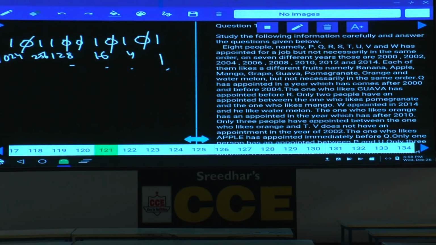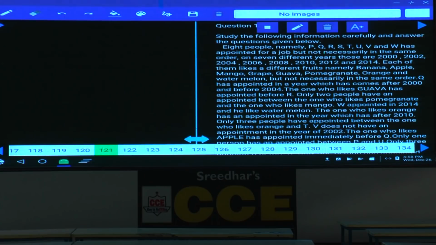Again, how many persons are there? 8 persons. 2, 3, 4, 5, 6, 7, 8. 8 years were given. 8 persons and 8 years were given. Now let us start from 2002 onwards, isn't it? Now 2002, 2004, 2006 and so on. Then, and each one of them likes a different fruit.